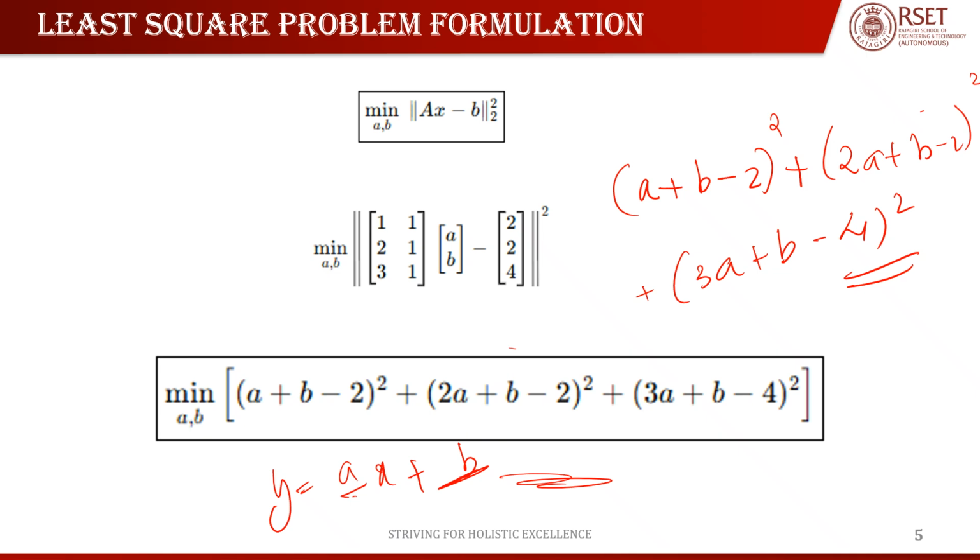Okay, so basically what you'll have to do is just arrange the data, formulate it in the matrix form Ax equal to b, then do the norm Ax minus b, the norm square. Okay, then you have this particular equation. This is how you formulate the least square problem.